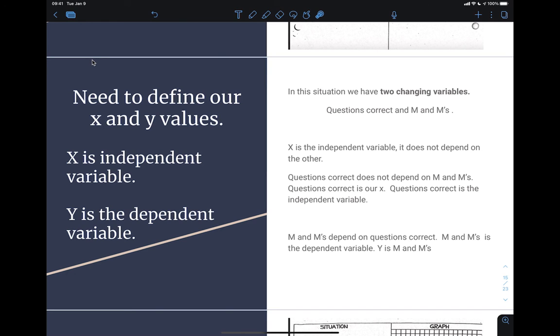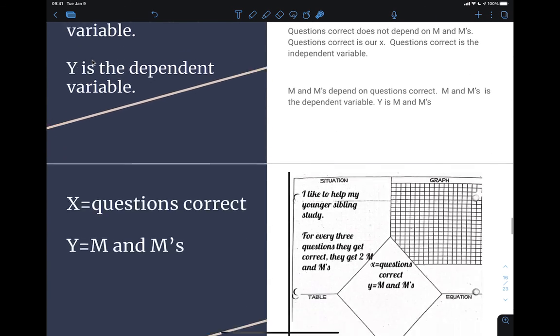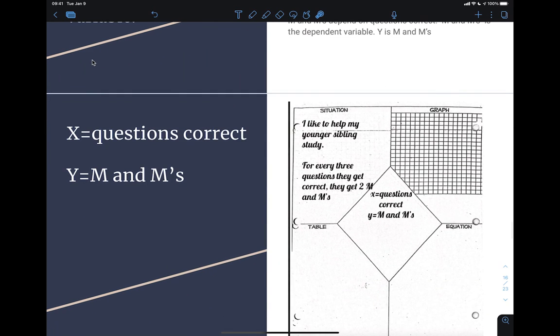So I'm going to think of this backwards. Let's think of y first. Y depends on the other one. Well, the M&Ms depend on how many questions they got correct. So y is the M&Ms. M&Ms is the dependent variable. All right. There you go.